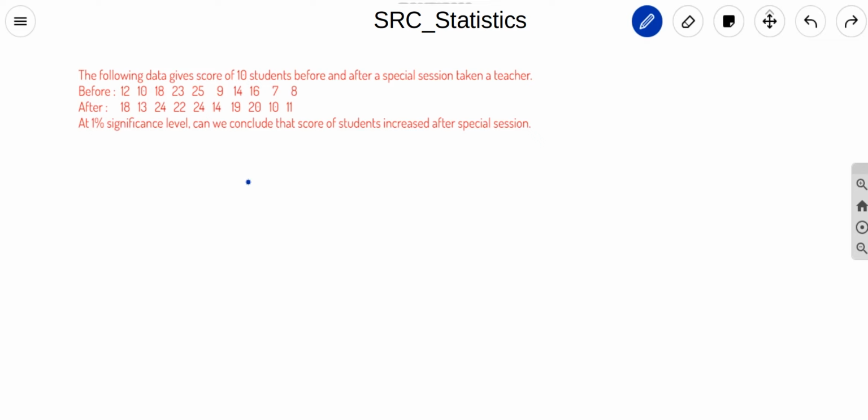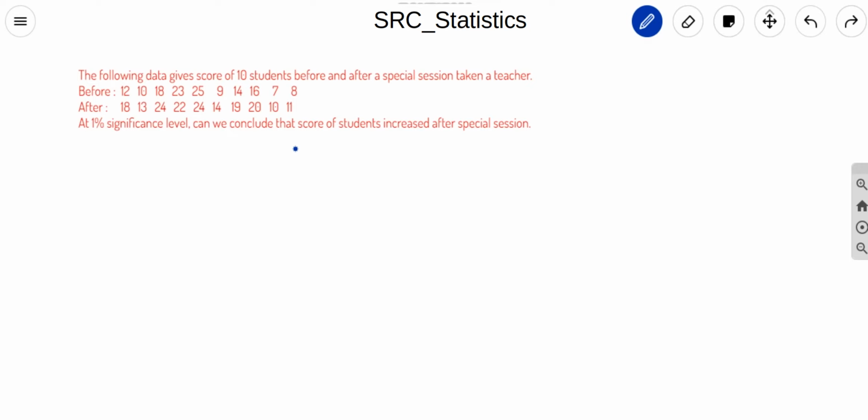Today we shall do hypothesis testing, paired t-test. Okay, let us see what is given. A set of 10 students and their score before and after a teacher takes a special session is given. And we have to test whether the score of students increased after the special session. So we are doing a paired t-test.